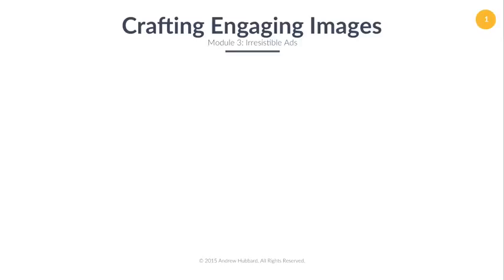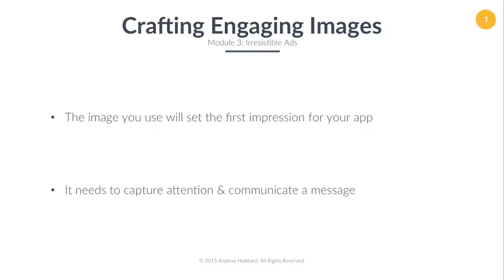Why the image first? Basically because it's the first thing that people see about your ad, and it's also going to set the very first impression of your app. So this is why you need to make it high quality. If you've got a poor quality image, for example, say it's blurry, then people instantly assume your app is poor quality as well. So the role of the image is to capture the attention and to communicate a message.